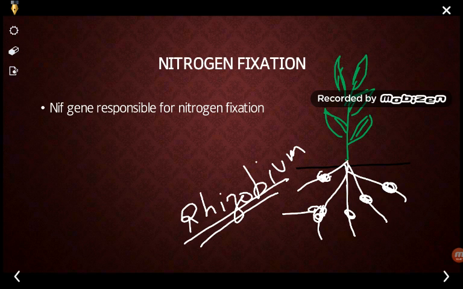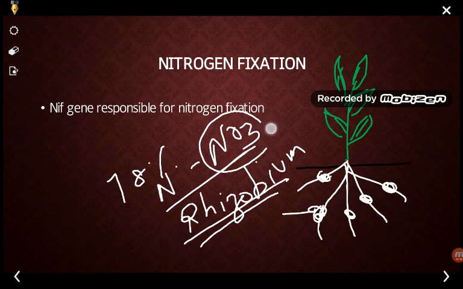The main function of rhizobium bacteria is that they live in the root of the leguminous plants, and they fix the atmospheric nitrogen. You know that 78% of the atmosphere is nitrogen, and they have the capability to convert this nitrogen into the nitrate form. This is the form in which the plant utilizes the nitrogen. So it makes nitrogen available to the plant.